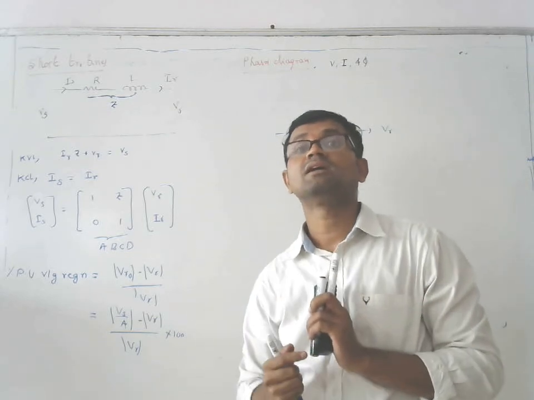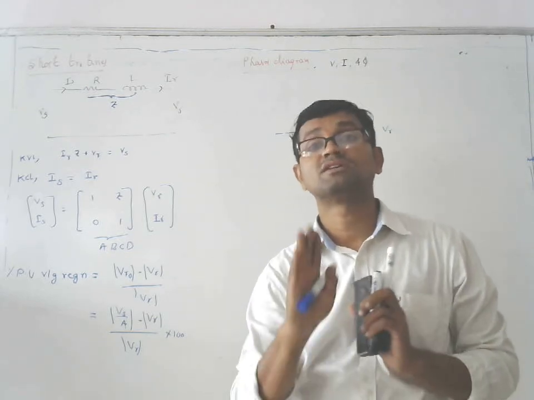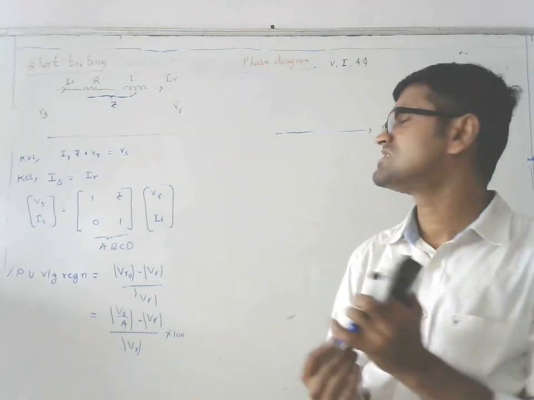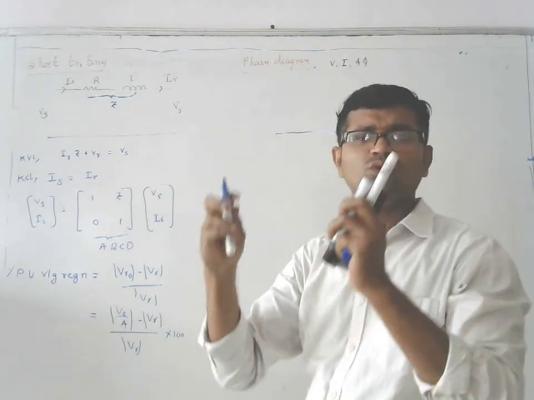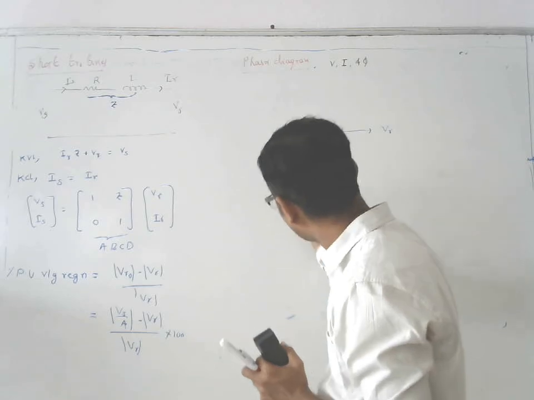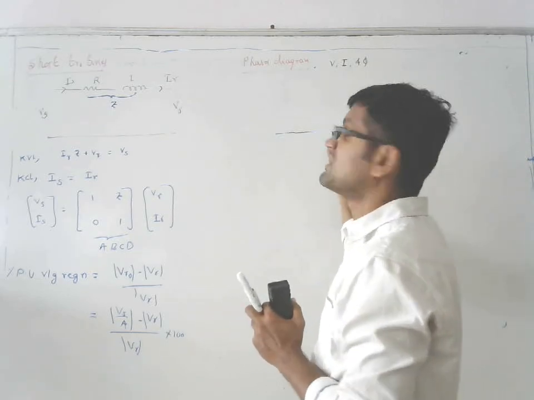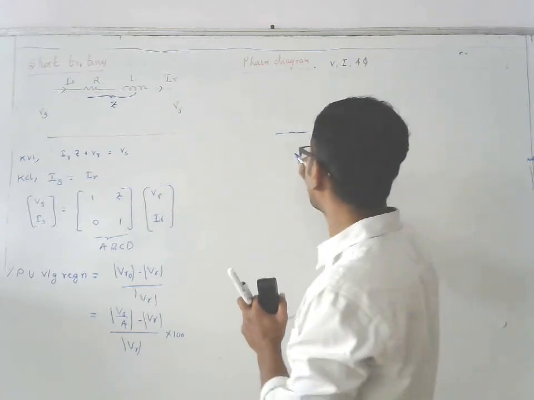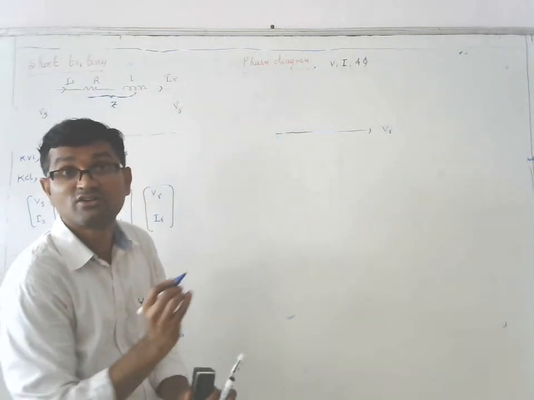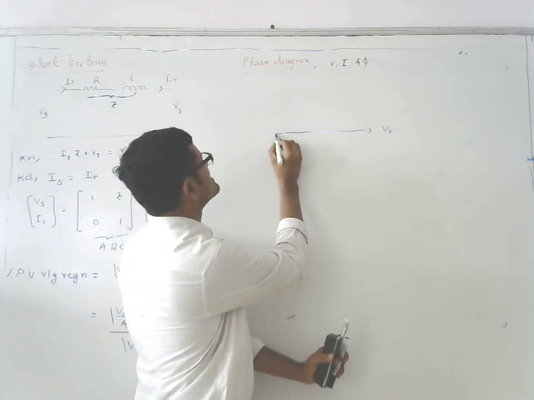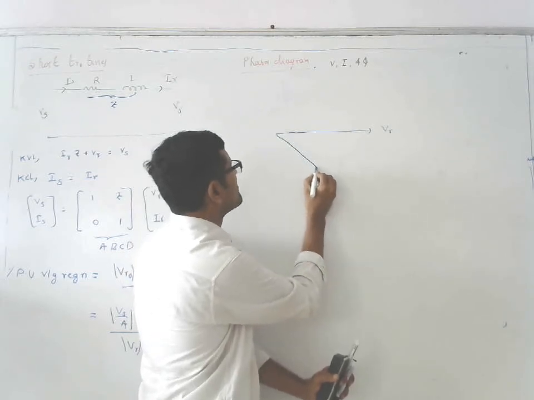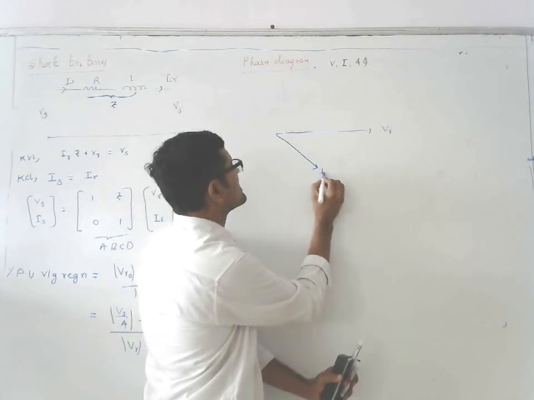Even though it is an RL network, if it is only inductive, the current vector we have to represent at 90 degrees. If it is purely resistive, we represent it in phase. But it is an RL network, which has more inductive nature. So with this knowledge I am going to define the IR vector like this. Is the current lagging or not? If you take voltage as a reference, moving clockwise means lagging.